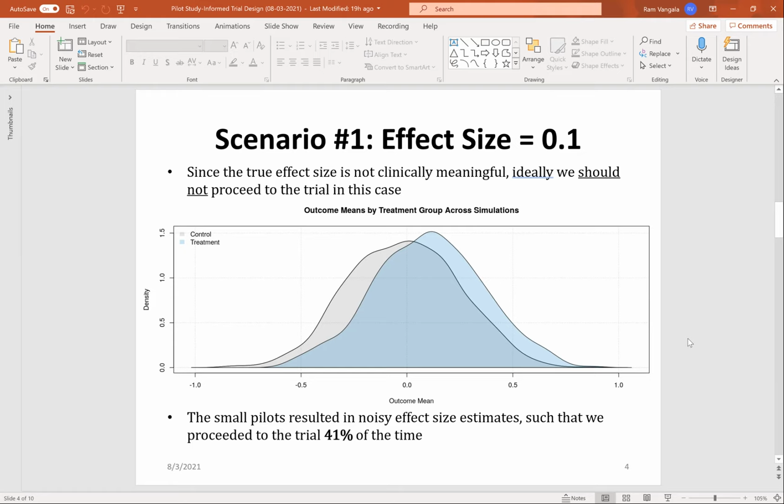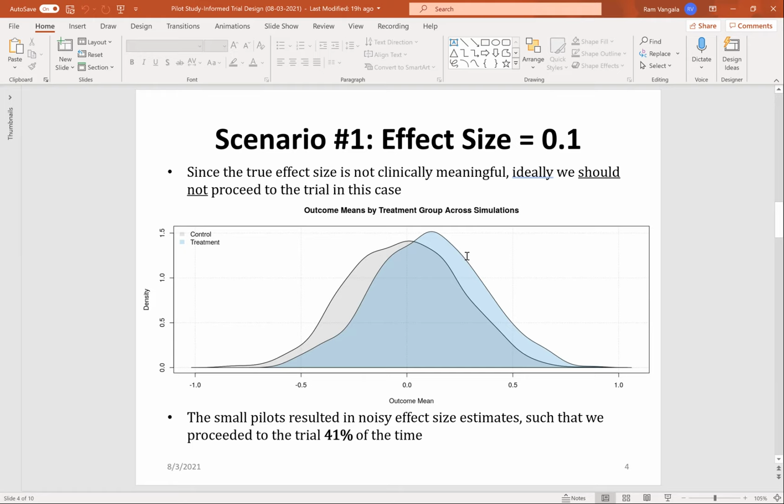Why is this happening? Well, what's displayed here in this figure is the distribution across simulations of the treatment and control group means. So we're simulating a pilot study, and in each pilot study, we have a treatment group and a control group, and we calculate their means. And then we have 1,000 of these because we do 1,000 studies. The blue distribution is the distribution of the treatment group averages, and the gray is the control group averages. What you can see is the distributions are not very separated because the effect size is small by assumption. However, the spread is really wide. And in fact, the two distributions are largely on top of each other.